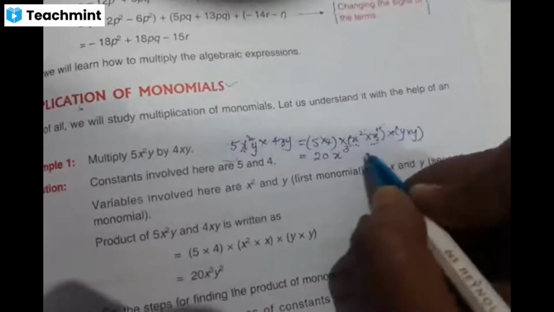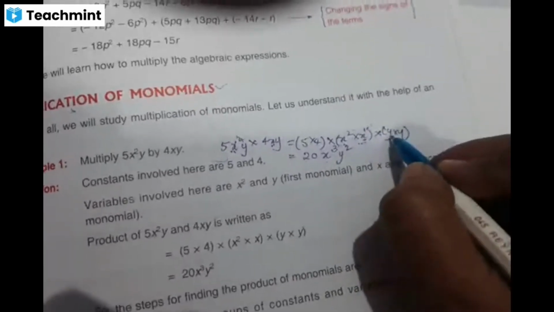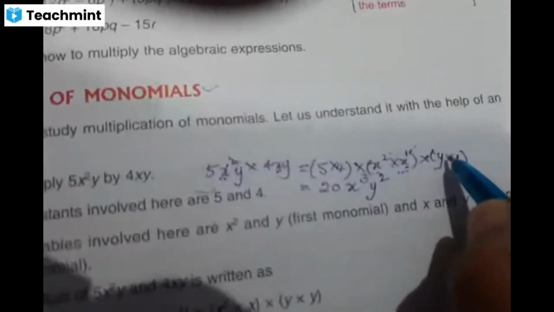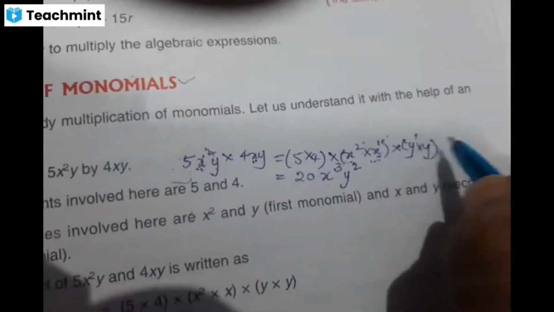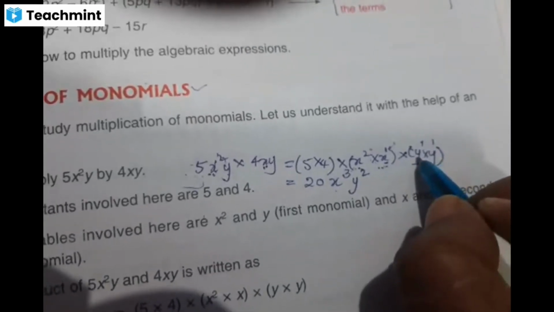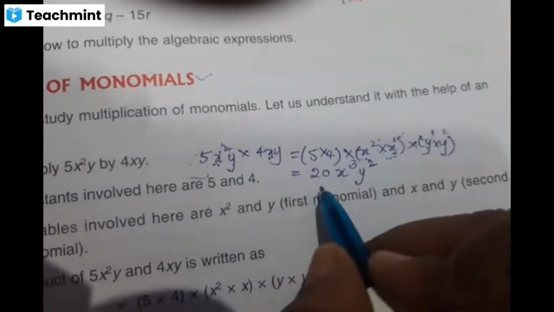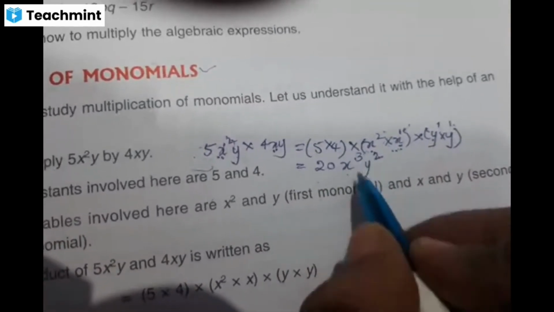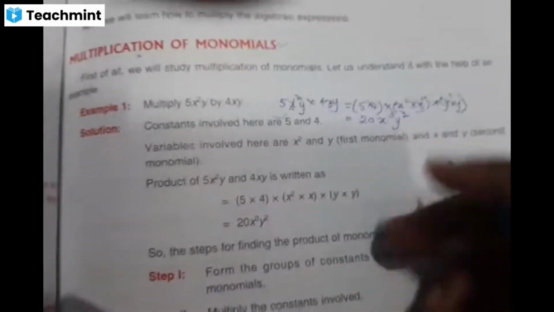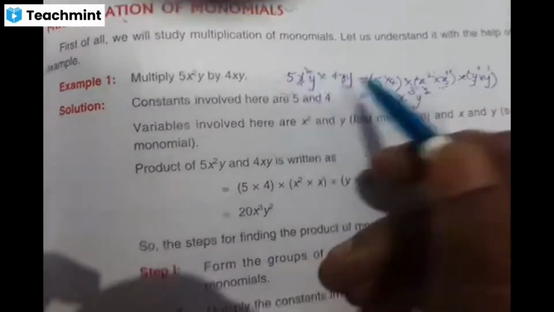Then y into y is y square. Why y square, children? Here, if in the power you don't have anything, it is understood you have 1. So y to the power of 1 plus 1 is 2. Therefore, the answer is 20x cube y square. In this way, we are going to multiply the given monomials.